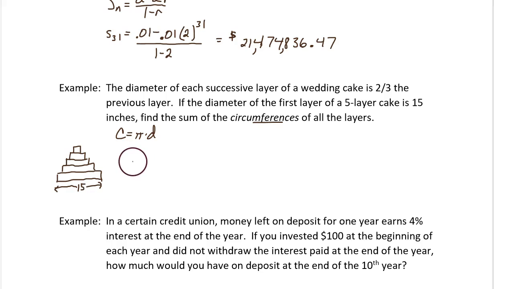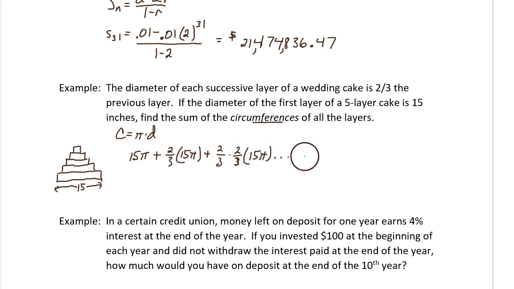If we write out the series we're interested in, we have 15 pi. Then the next one is 2/3 of that. So 2/3 times 15 pi. The third layer is 2/3 of that. So 2/3 of 2/3, 15 pi. And so on for 5 layers.